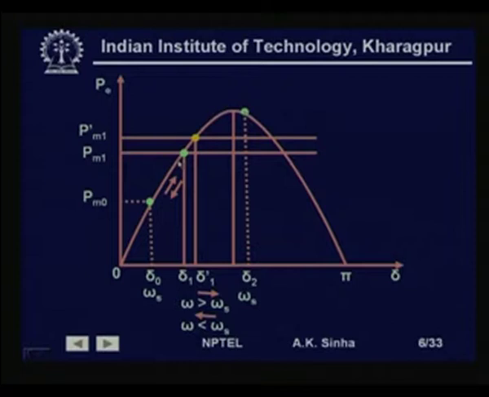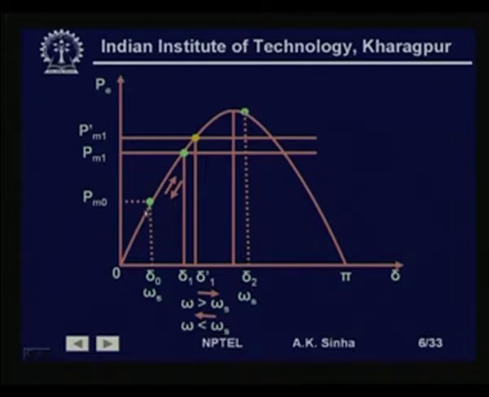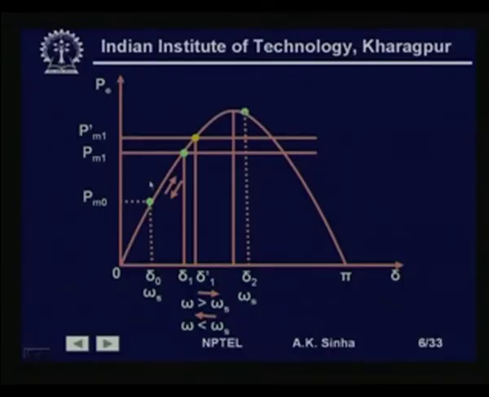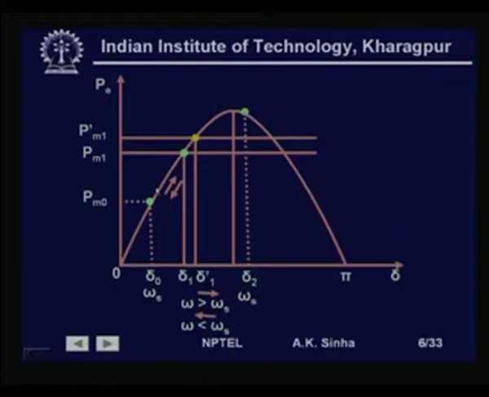At this point, we will start gaining more and more speed, and the speed will keep on increasing, and maybe somewhere around this point the speed will again reach the synchronous speed. At this point when it reaches the synchronous speed, what is the position? The electrical output is much less than the mechanical input, so it will again start accelerating. Once we reach the synchronous speed, since acceleration is taking place, the speed is going to increase to more than the synchronous speed. So, again delta will increase, and delta will keep on increasing.